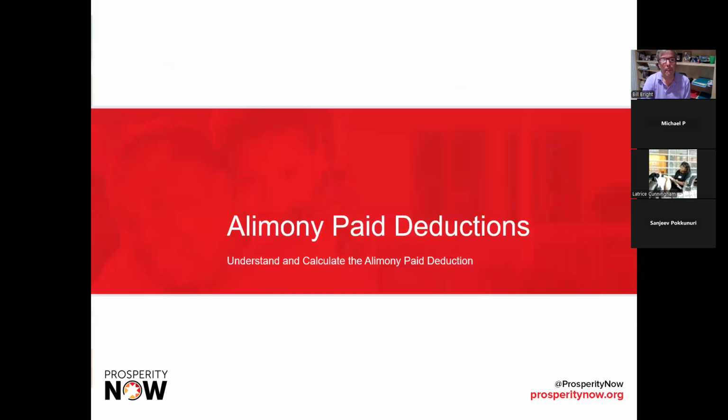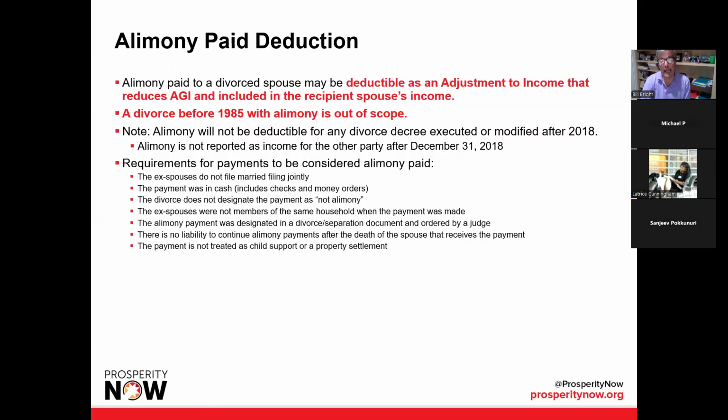Okay, alimony paid. Alimony paid to a divorced spouse may be deductible as an adjustment to income that reduces AGI. Again, if the divorce is before 1985, that's out of scope. We've never had one of those. Again, if it's after 2018, then it doesn't matter.